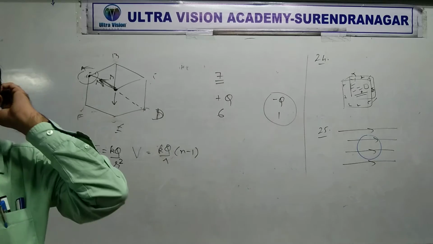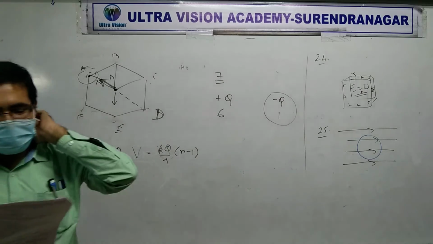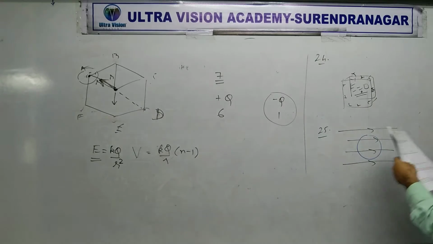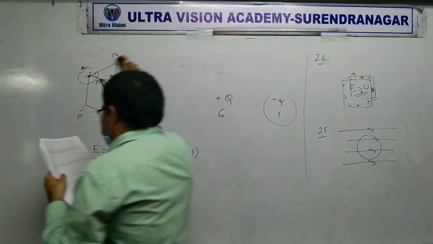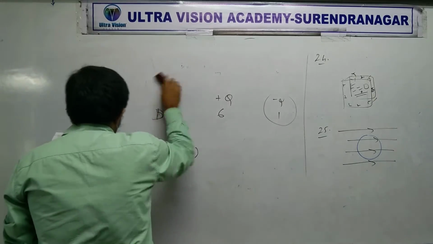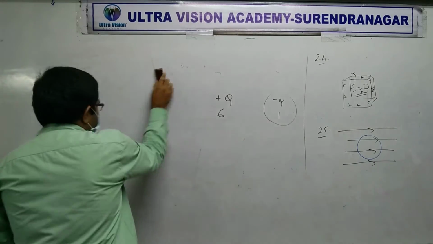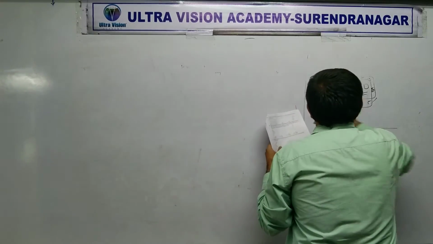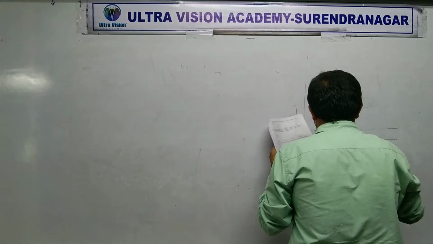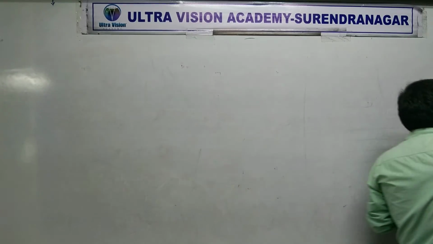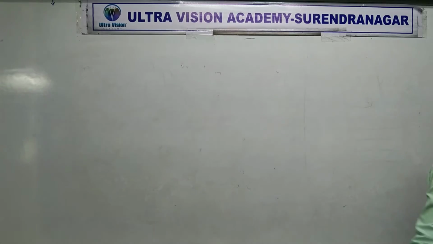Well then, question 26. Find the force experienced by a semicircular wire charged with charge q, placed as shown in the figure. Okay, can you see the semicircular wire? Yes or no? Yes. Okay. The radius of the semicircle is r.